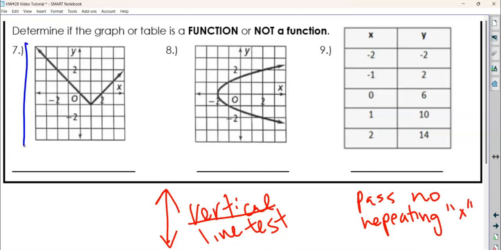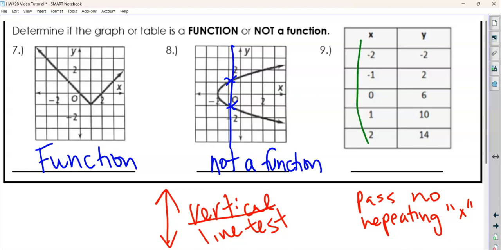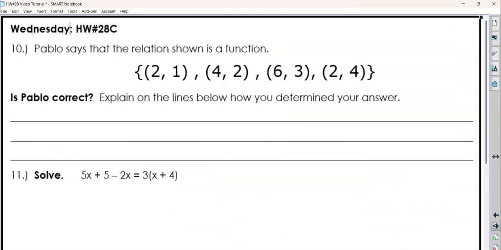So let's take our vertical line here and let's scan it down. It never touches the graph more than once, so that passes. That is a function. Over here, when I scan, you'll notice I touch the graph twice. I touch it up here and down here, so that fails the vertical line test, not a function. For the table, I'm looking at the x's, -2, -1, 0, +1, +2. Those are no repeats, so that is a function. It had no repeats. Turn the paper over.